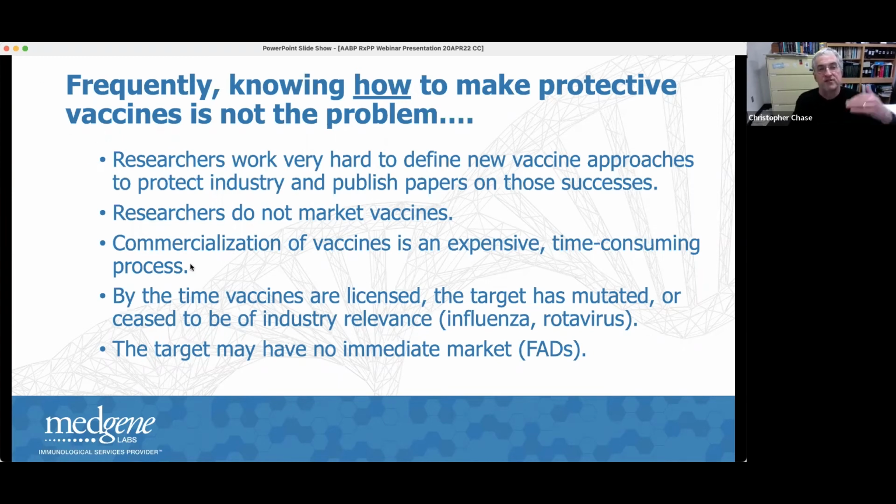So we know making new vaccines with new approaches, again, we've mentioned the length of time that can take and the expenses involved. And the other thing is because it takes some time, by the time the vaccine is licensed, has the target changed enough so that the vaccine may not be that relevant to everybody in the industry? And the other thing is the target may have, for example, if it's a foreign animal disease. I mean, there's been a lot of work done on foreign animal diseases like foot and mouth disease, and fortunately we haven't had to worry about that in the U.S. But that's something that we need to be aware of.